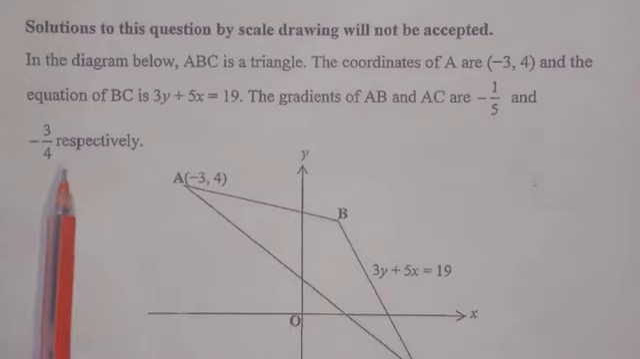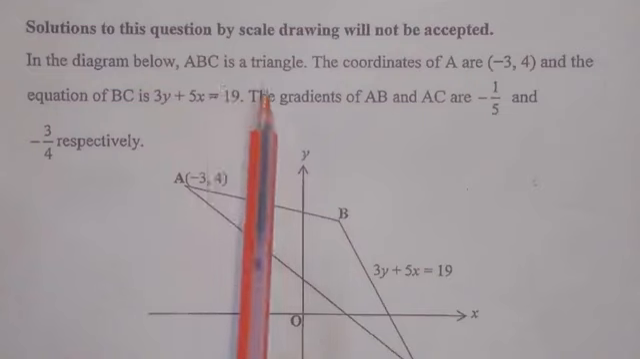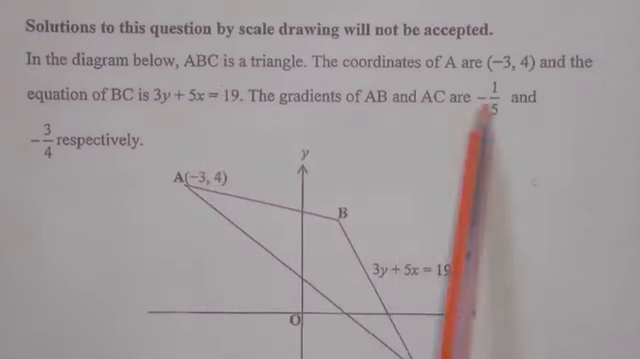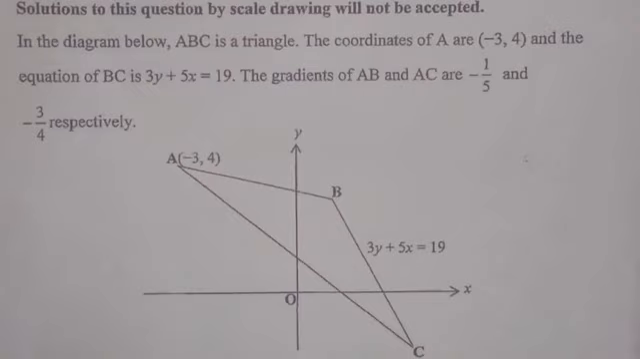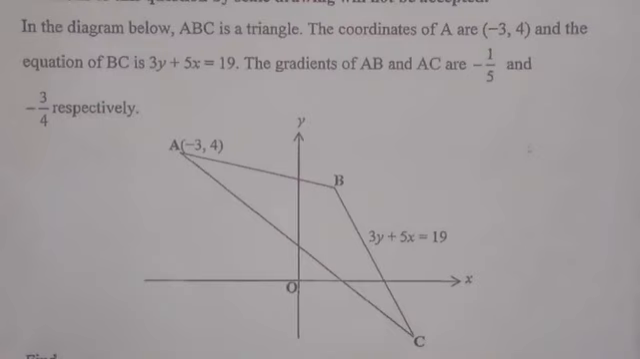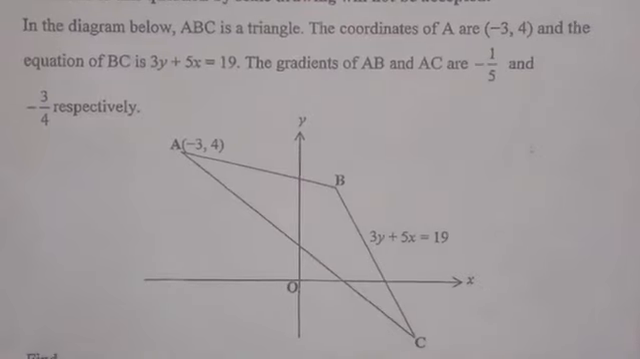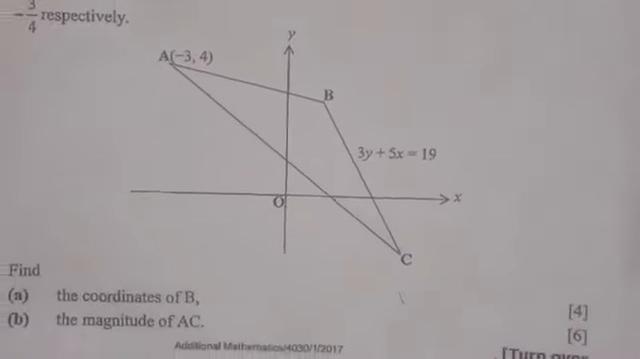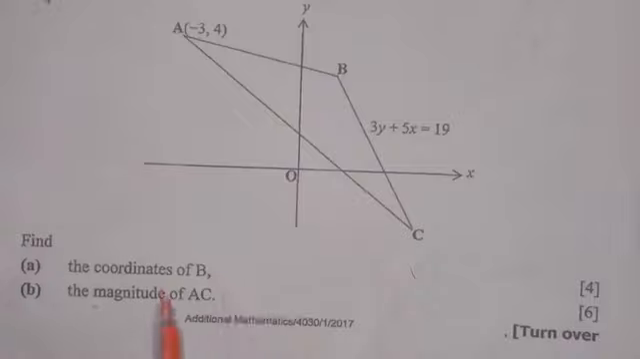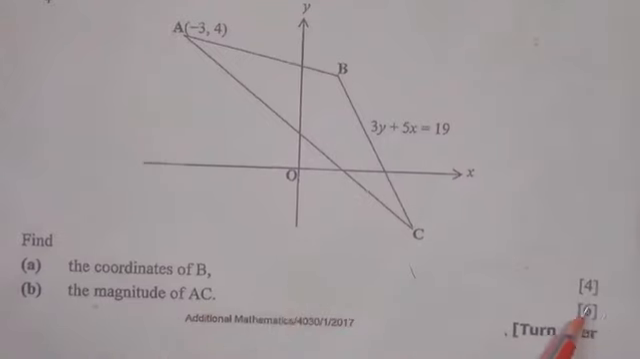The question reads, in the diagram below, ABC is a triangle. The coordinate of A is negative 3, 5, and the equation of BC is 3y plus 3x is equal to 19. The gradient of AB and AC are negative 1 over 5 and negative 3 over 5 respectively. So this is the diagram they are talking about. Question (a) says find the coordinates of B, and this carries 4 marks.